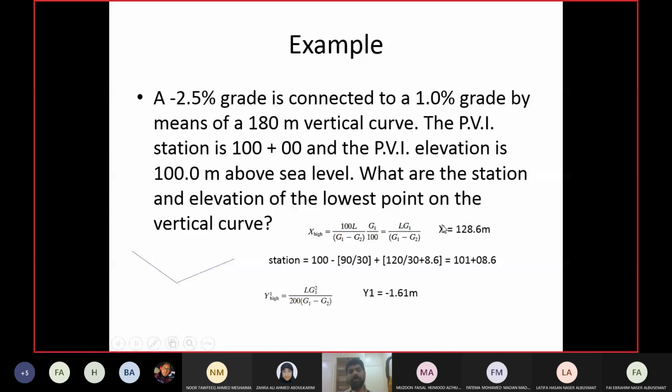Okay, and then I will find out the elevation of BVC, and then in that elevation, I will add y1. Because station and elevation are from datum, first of all, I have to find out the station and elevation of BVC from datum, and then I will add x and y1 to get the station and elevation of the lowest point.